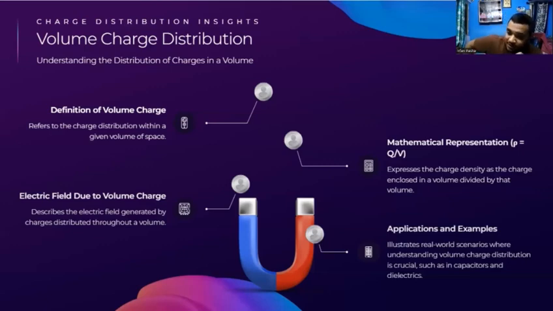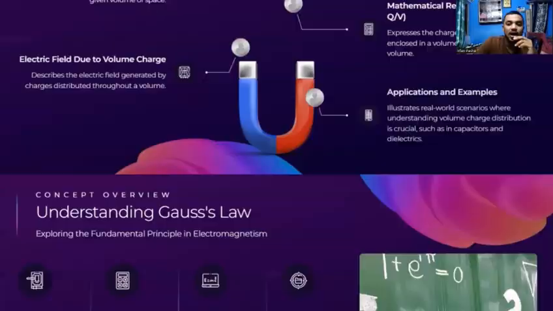The mathematical representation is that charge density is equal to Q by V, that is, the charge accumulated by the volume. Applications and examples illustrate real world scenarios where understanding volume charge distribution is crucial, such as capacitors and dielectrics. Okay, moving on to the next one.